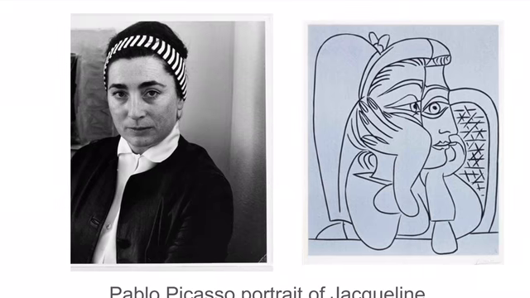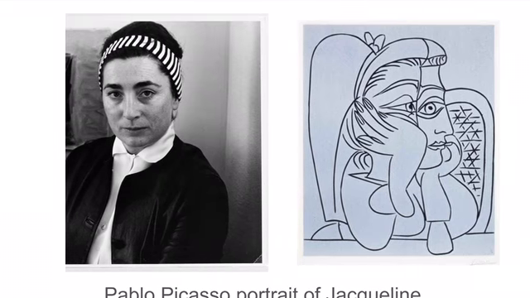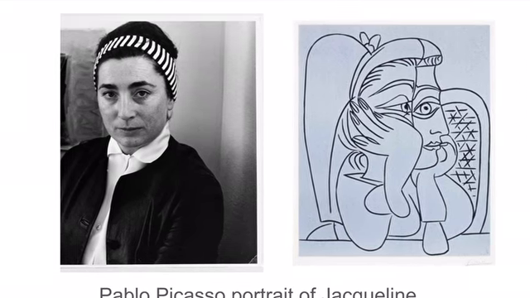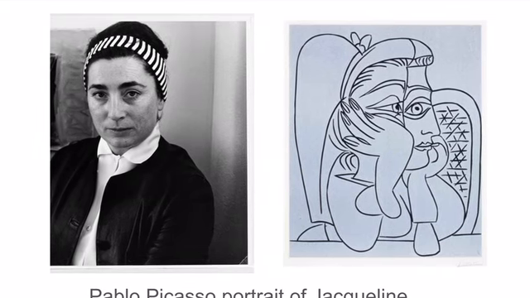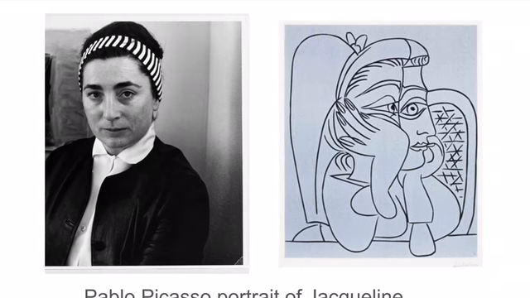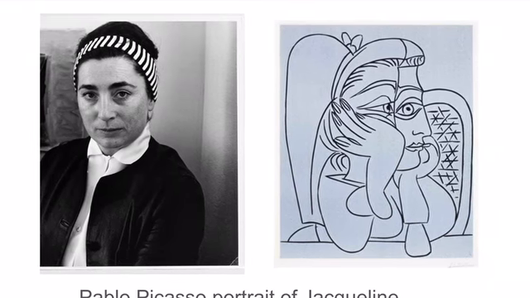Here is a portrait of his wife Jacqueline, and you see her photo on the left, the reality, and his abstraction, his own ideas, his feeling about her, on the right.